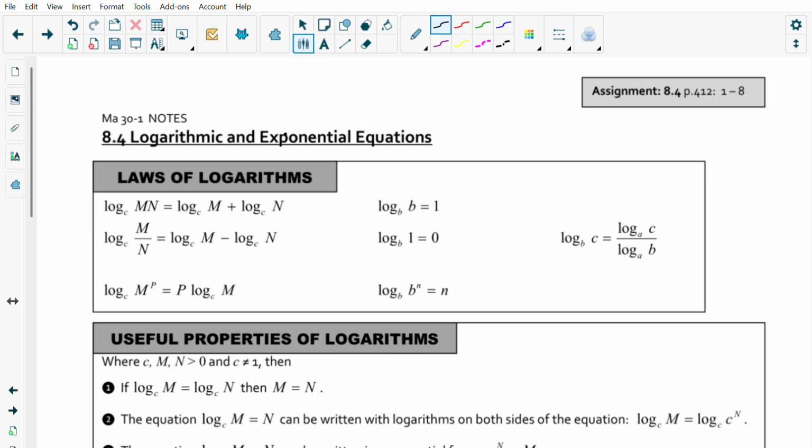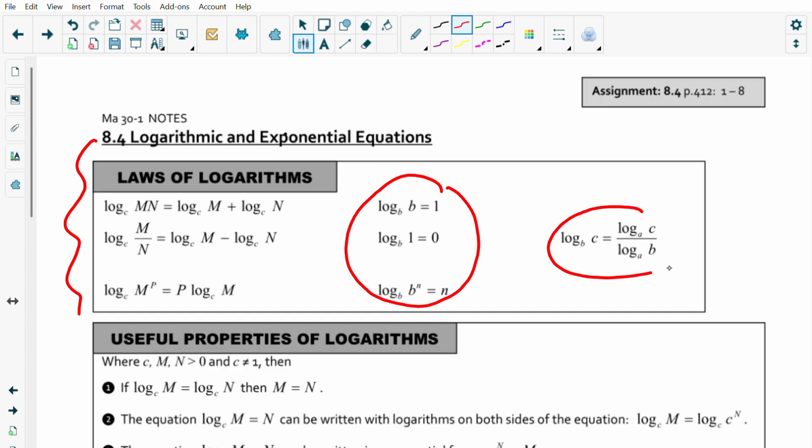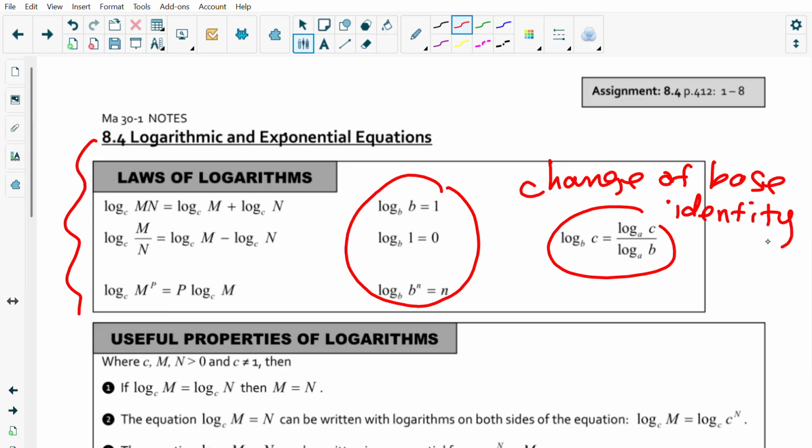Hello again, everyone. We're on 8.4, logarithmic and exponential equations. Solving them: use your log laws, okay? Laws of logs. Helpful identities here. This is the change of base identity. That's also helpful. All these are fair game, anything that can help you to solve equations.